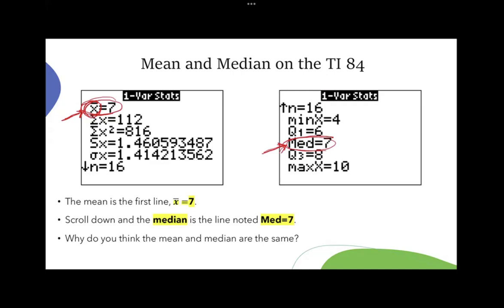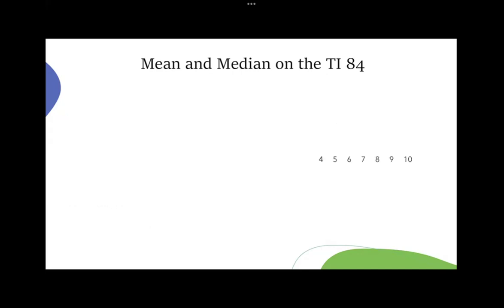So the answer lies in the shape of this distribution. This is what it looks like. It goes from 4 and then it increases: 4, 5, 6, 7, 8, 9, 10. But look at the frequency of the numbers as we go through this list.